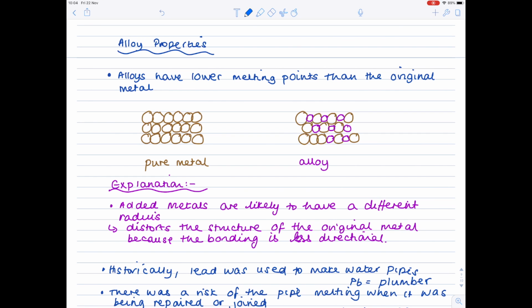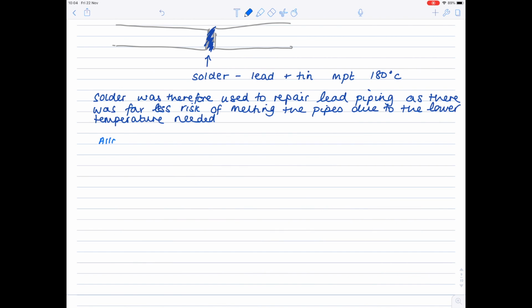If we go back and look at our particle diagram again, we can see that that regular arrangement has been disrupted or distorted in the alloy. And actually what that means is that the resulting alloy is harder than the original metal. And that's simply because the layers of ions can't slide as easily. We can also say therefore that the alloy is less ductile and less malleable, so it's less easy to draw it into a wire and less easy to hammer it into shape. So alloys are harder than pure metals. Alloys are less ductile and less malleable than pure metals.